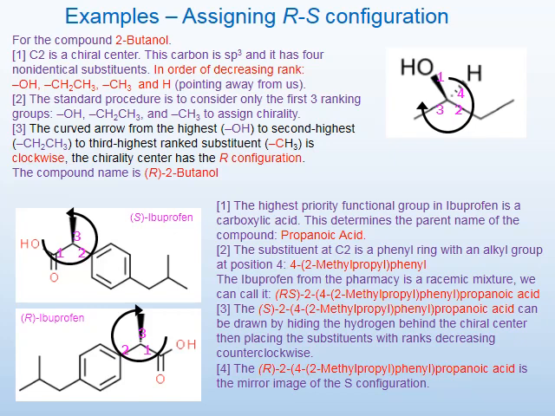Only the S configuration can act as an inhibitor for the enzyme cyclooxygenase and relieve pain. Because the active site where ibuprofen binds cyclooxygenase is chiral, the R configuration does not fit. The S configuration can be drawn by hiding group rank 4 behind the chiral center, then placing the substituents with ranks decreasing counterclockwise. The R configuration is the mirror image of the S configuration, and can be drawn by hiding group rank 4 behind the chiral center, then placing the substituents with ranks decreasing clockwise.